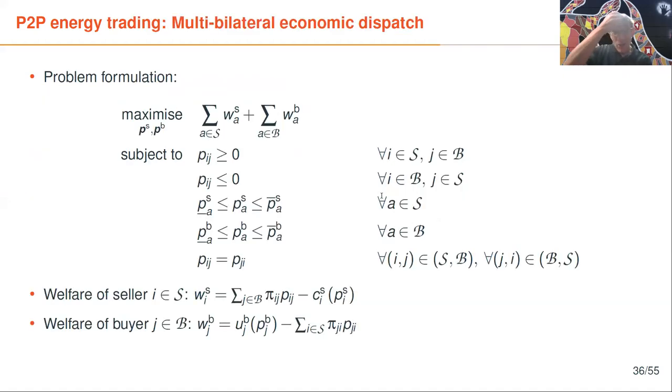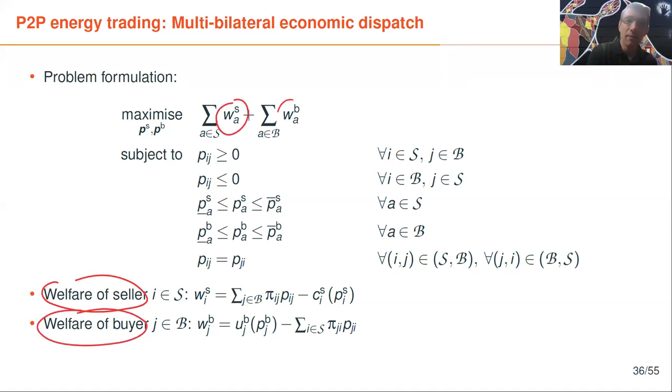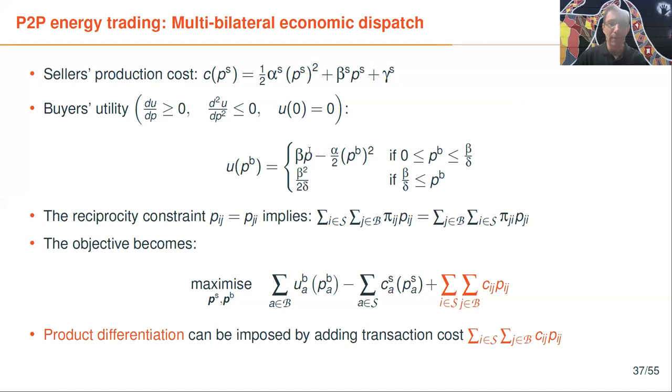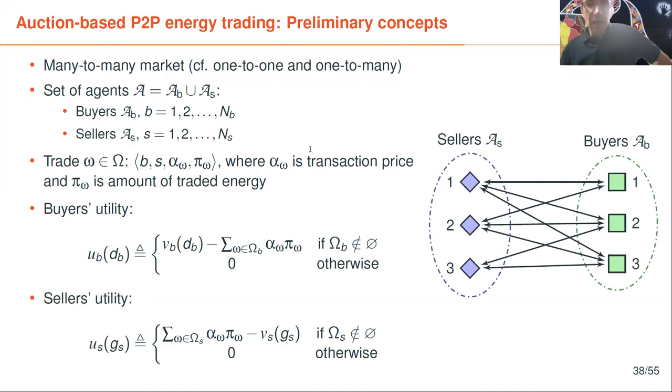There are several approaches. I just mentioned one for the sake of completeness, which is multi-bilateral economic dispatch, which is similar to economic dispatch in a wholesale market, except that now you trade power between prosumers, and you represent the welfare of sellers with a utility function, and the welfare of buyers with another utility function, which appear in the objective. So I won't go into details. Instead, I will focus on auctions, which we did quite a bit of research in.